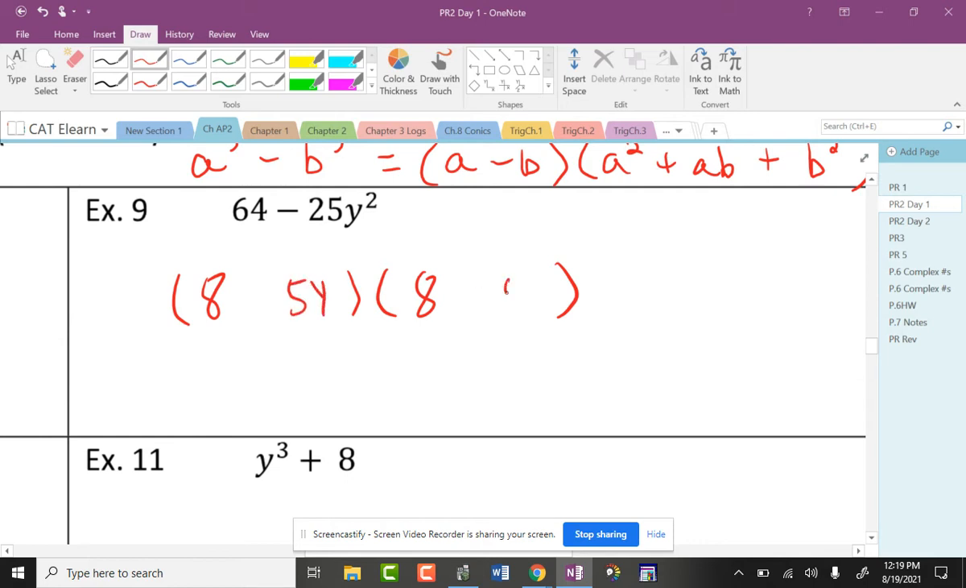And then what do I put in between the first one and the second one? What signs? Did you say it? I can't hear you. Plus and minus. You got it.